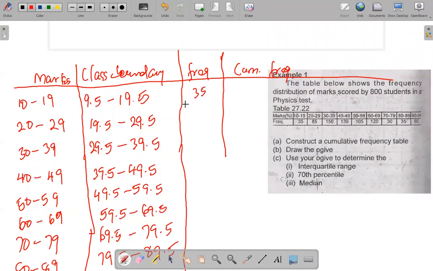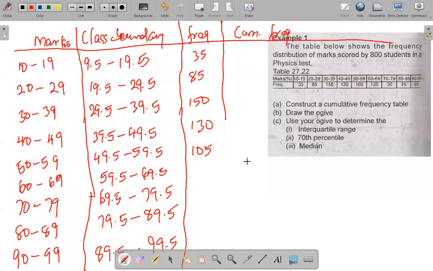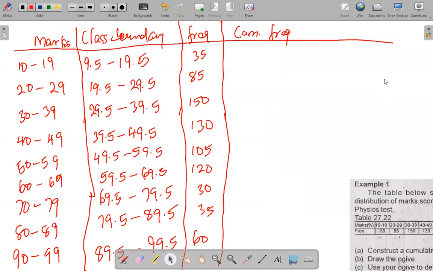the second is 85, the third is 150, 130, 105, 120, 30, 35, and 60. And the cumulative: we get the cumulative by adding the frequency to the preceding one.